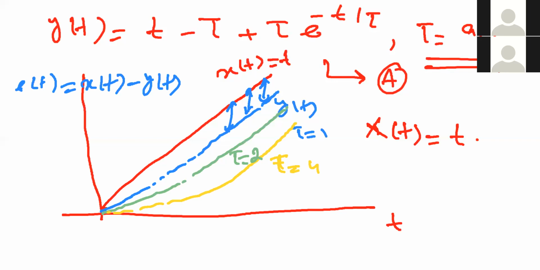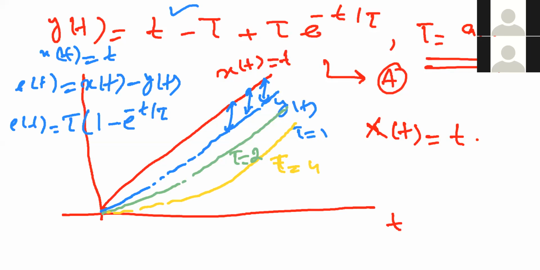You see that as t approaches infinity, the error function becomes equal to tau. If you simplify this, because x of t is equal to t and y of t is equal to t minus this one, then t minus this one and simplify, you will get e of t is equal to tau times 1 minus e raised to power minus t over tau.